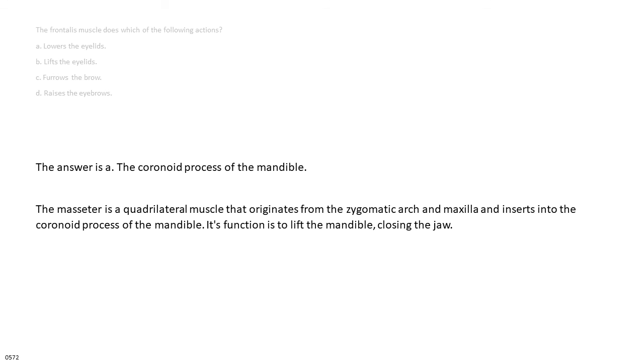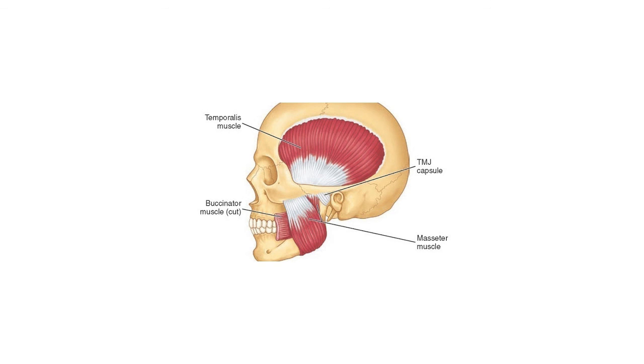The masseter is a quadrilateral muscle that originates from the zygomatic arch and maxilla and inserts into the coronoid process of the mandible. Its function is to lift the mandible, closing the jaw.